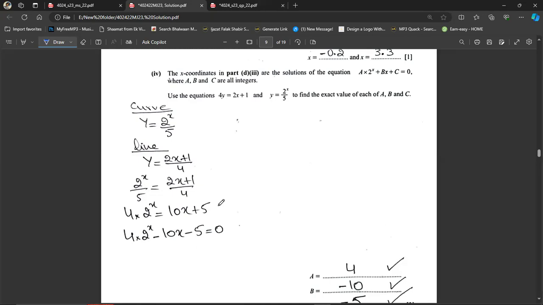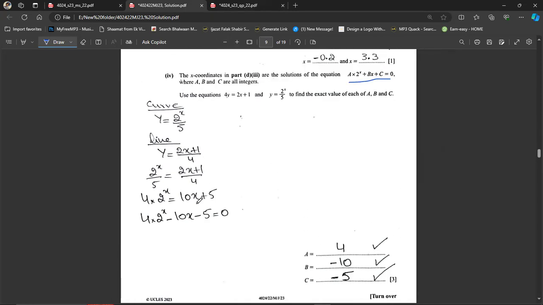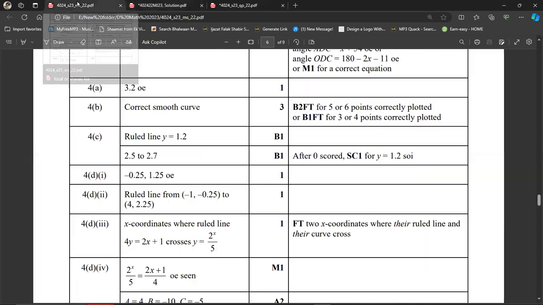Then we will cross multiply. So 4 into 2 raised to power x equals 10x plus 5. Bring all the terms to the left side, and on the right side we will be left with 0. So 4 into 2 raised to power x minus 10x minus 5 equals 0. When you compare it with this equation, the a value will be 4, the b value will be minus 10, and the c value will be minus 5. I hope you understand. A is 4, b is minus 10, and c is minus 5.